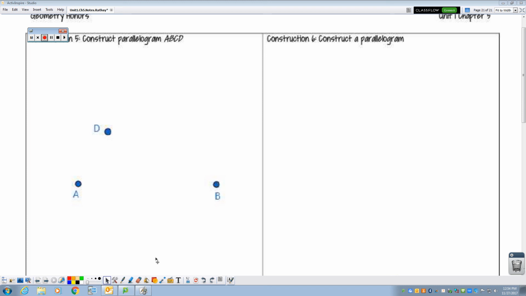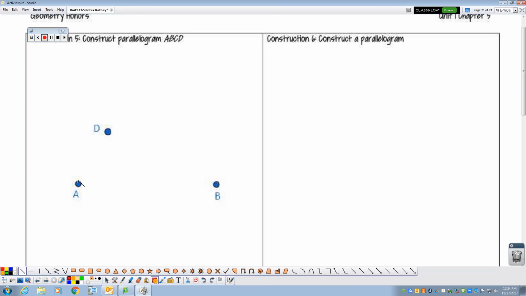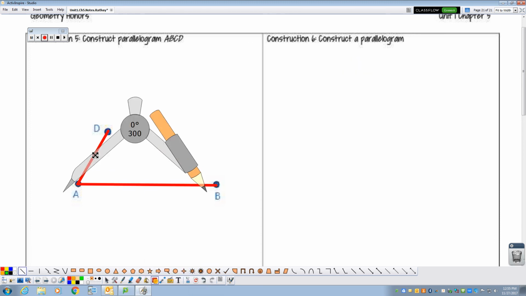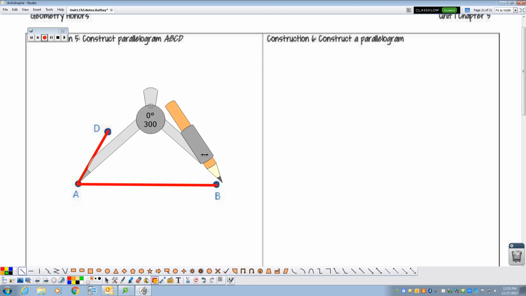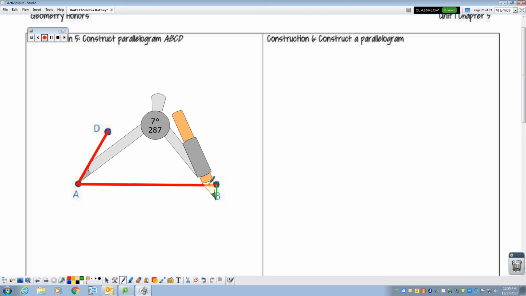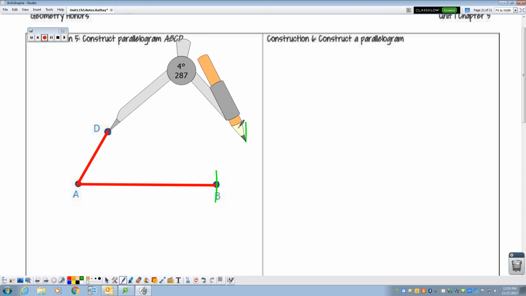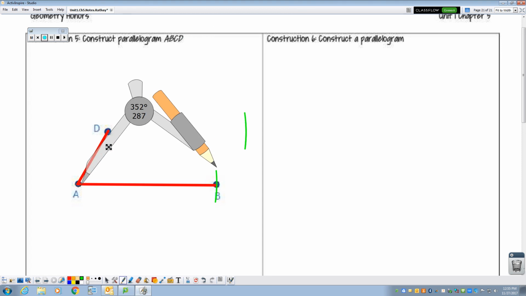Okay, construct parallelogram ABCD. This is actually the same exact construction as the rectangle. We have AB and we have AD, and we know that opposite sides have to be congruent. If opposite sides are congruent, it guarantees both sets of opposite sides are congruent, then it has to be a parallelogram. So if I measure side AB, the side opposite, side CD, has to be the same length. C has to be somewhere on this arc to make that happen.